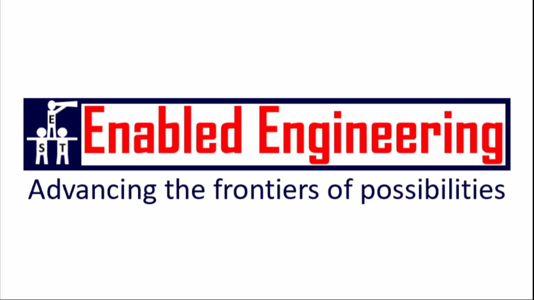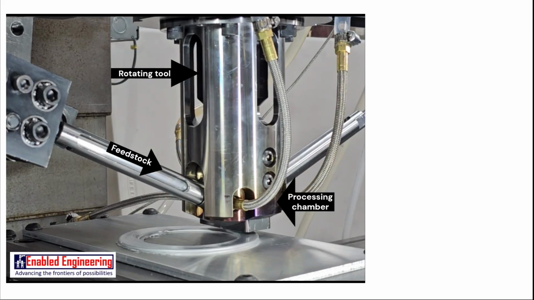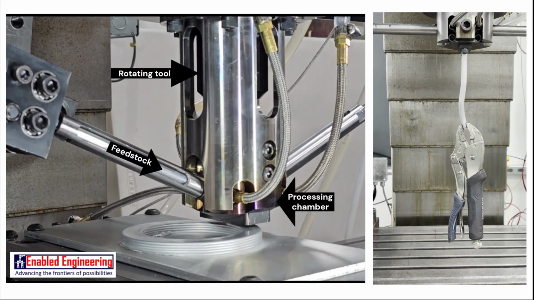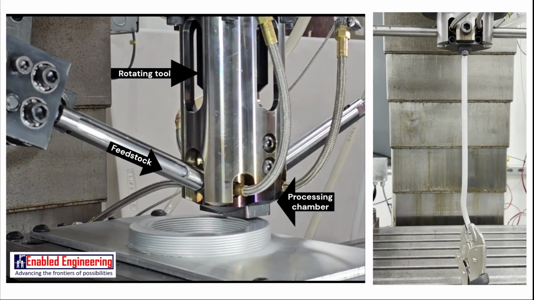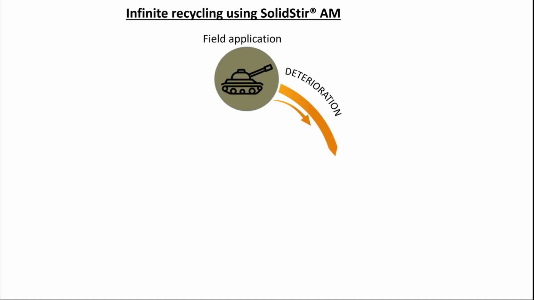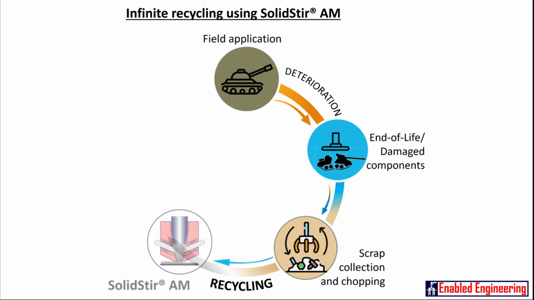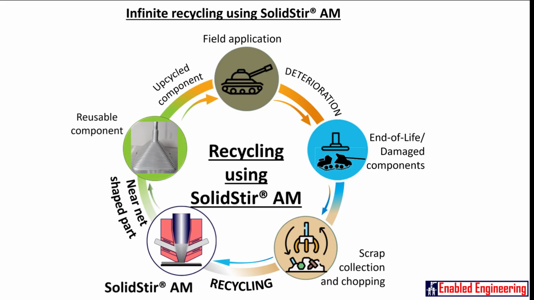Enabled Engineering's SolidStir technology is used for making additively manufactured parts, metal forming, extrusions, and new material development. In this video, we are focusing on SolidStir as an independent supply chain repair technology where worn-out or broken components are used as feedstock to manufacture new parts which are as strong or stronger than the original components.